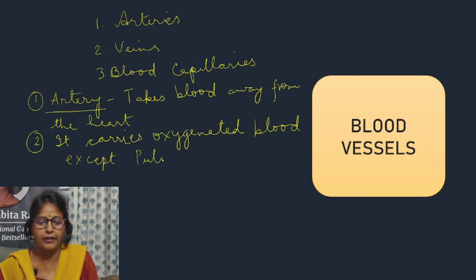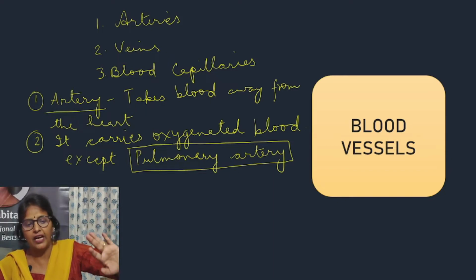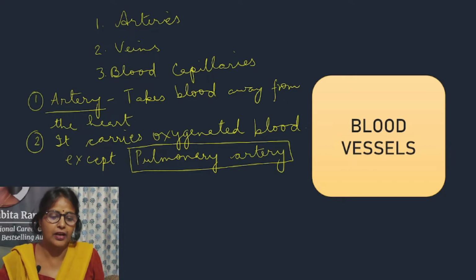Pulmonary artery will not carry oxygenated blood. When we study the diagram of the heart, we will further understand it. So this is an exception and you have to remember it. Artery takes blood away from the heart. Second point is it carries oxygenated blood except pulmonary artery.